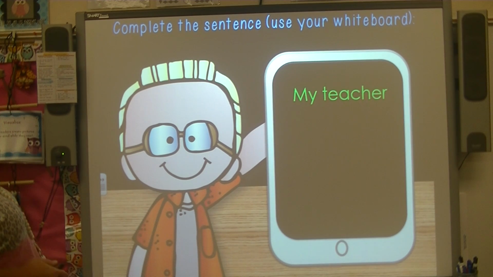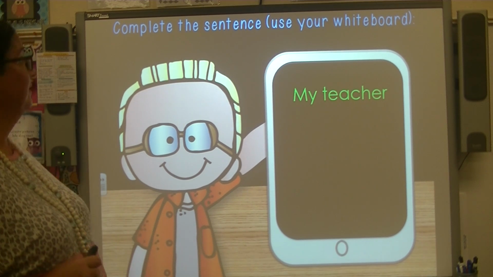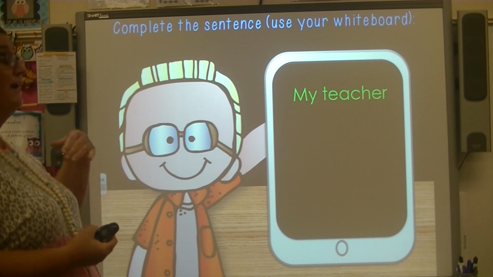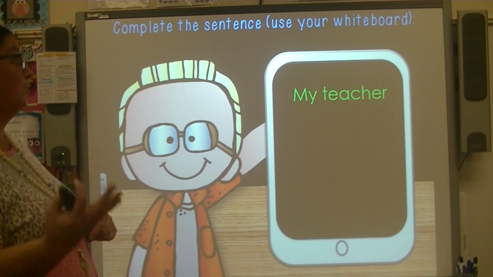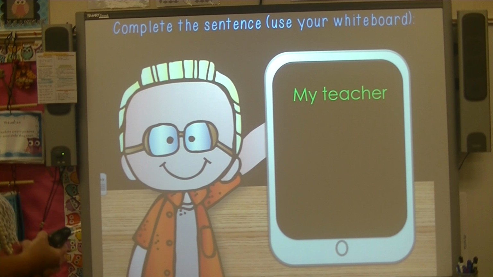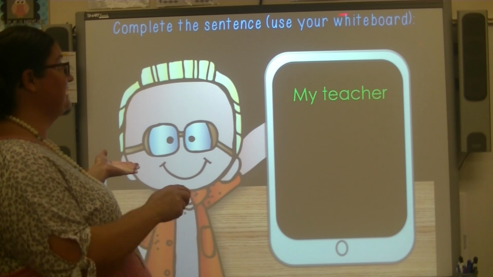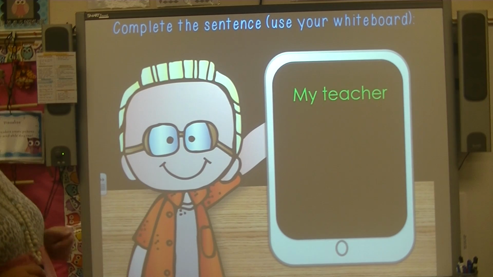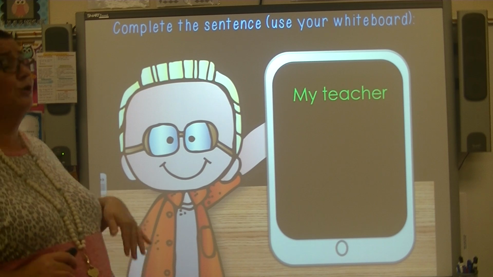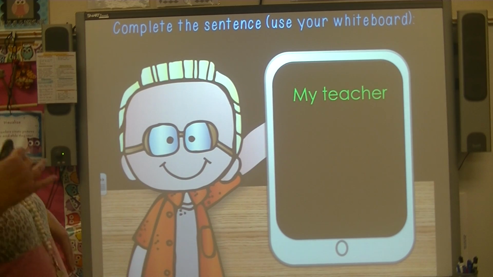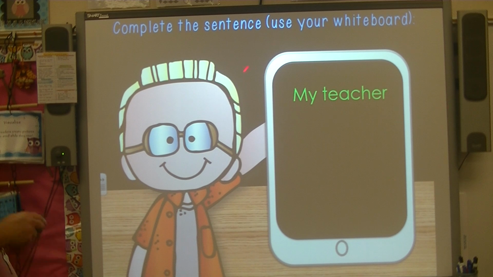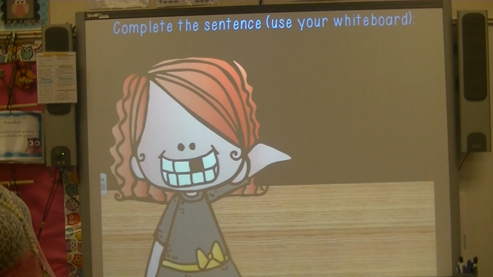All right, the next one. My teacher. All right, do we have the subject, the who part, or the predicate, the do part? All right, it is the who part. Who's it about? My teacher. What about my teacher? My teacher reads a book, or my teacher is nice. Okay, we could finish that sentence and make it complete.